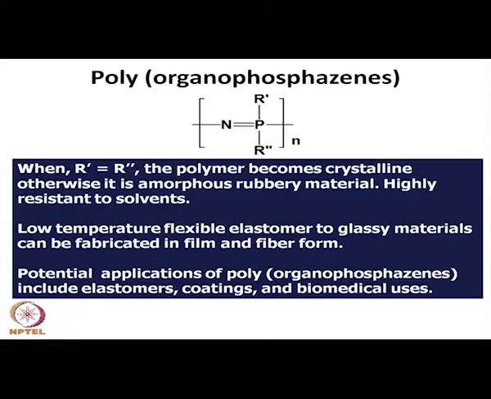Polyorganophosphazene is a polyphosphazene polymer, this is the formula, and this is a low temperature flexible elastomer. Two glassy materials can be fabricated in film and fiber form. Potential applications include elastomers, coatings and biomedical uses.